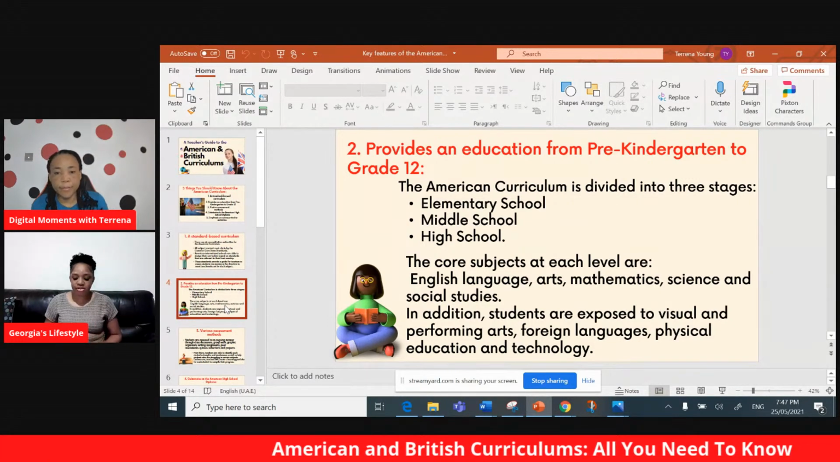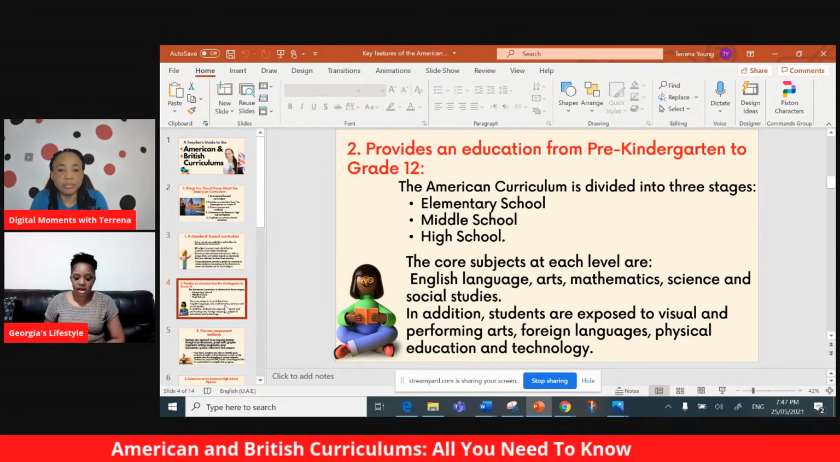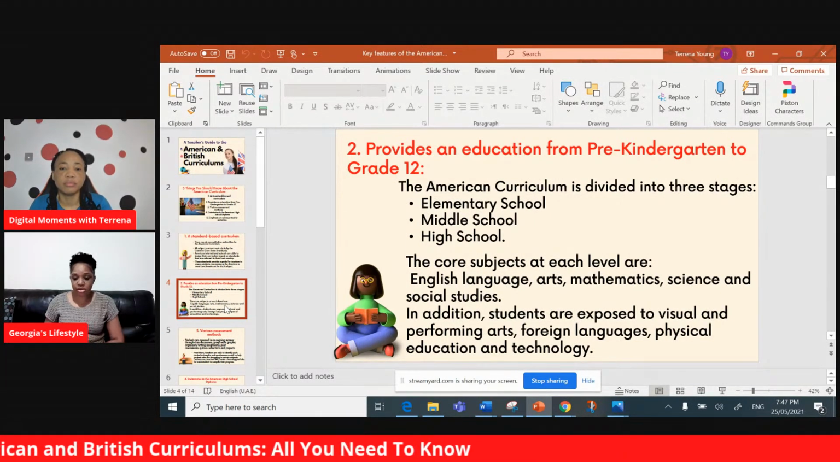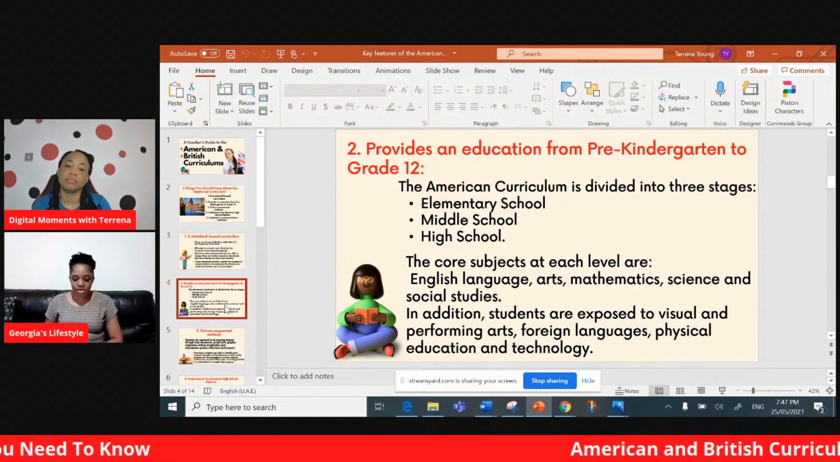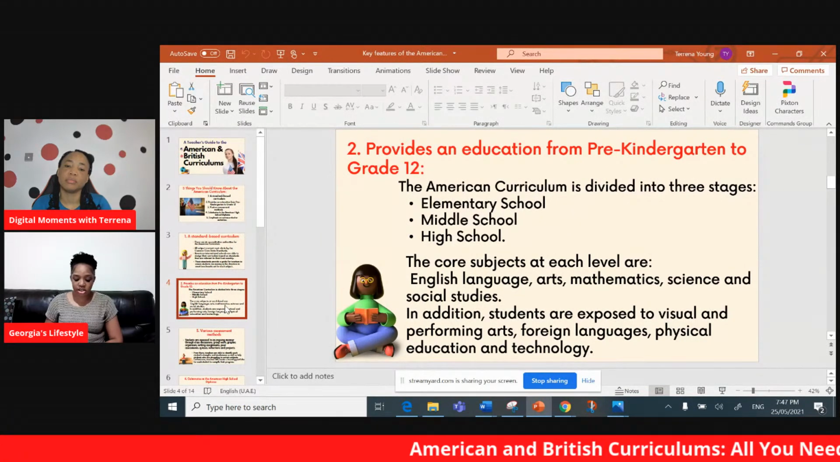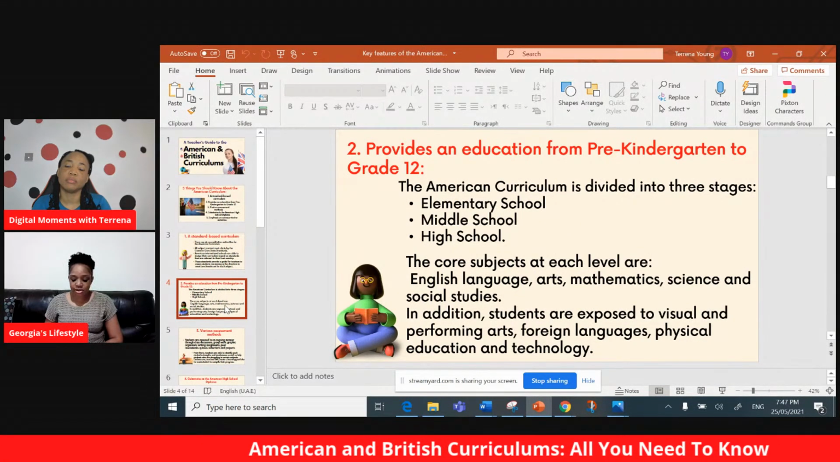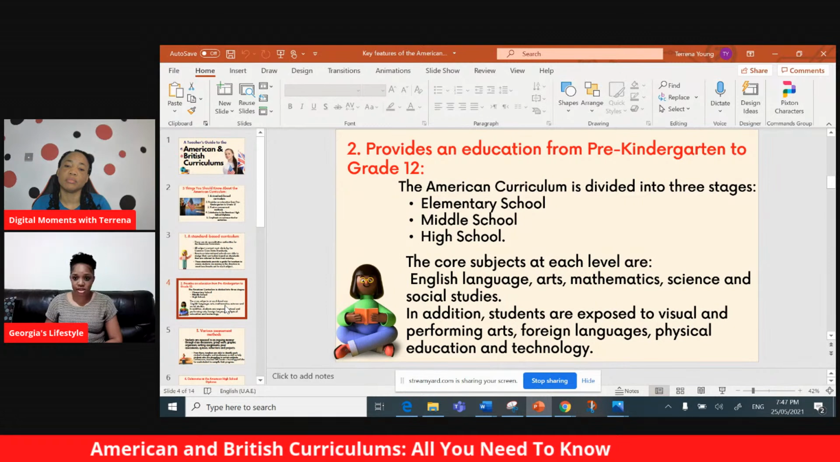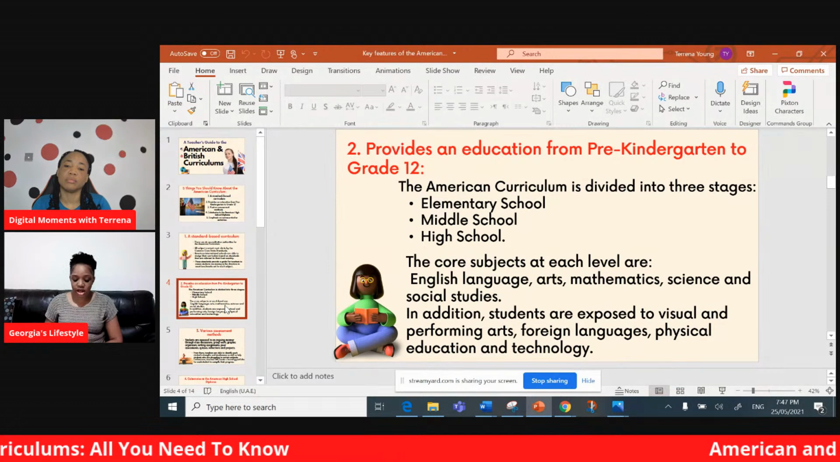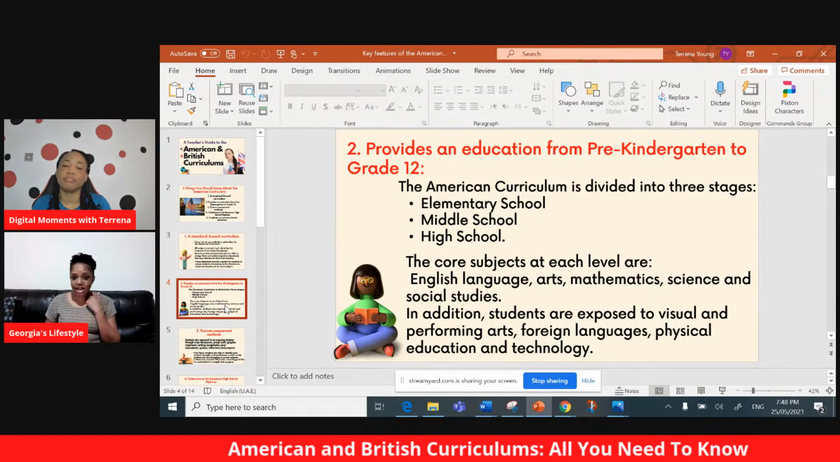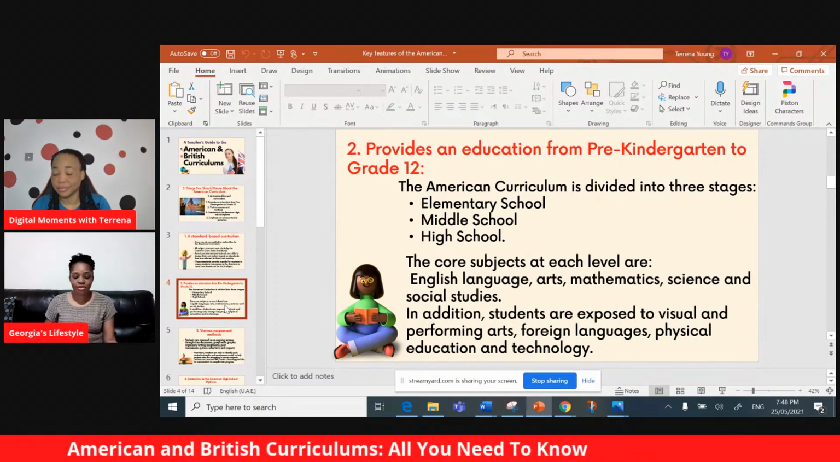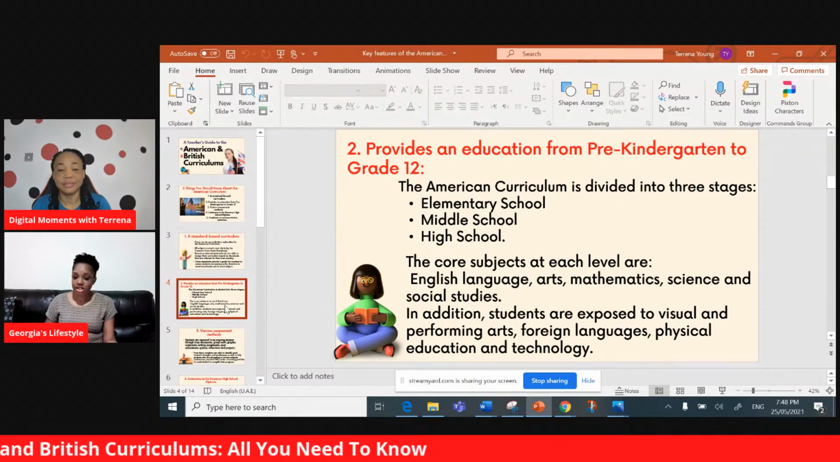The American curriculum is divided into three stages: elementary school, middle school, and high school. The core subjects at each level are English language, art, math, science, and social studies. In addition, students are exposed to visual and performing arts, foreign languages, physical education, and technology. And again, basically the same thing. We do the same thing in Jamaica.